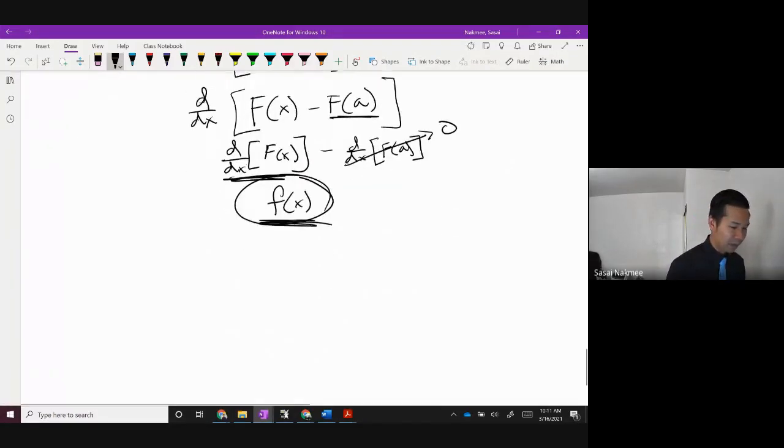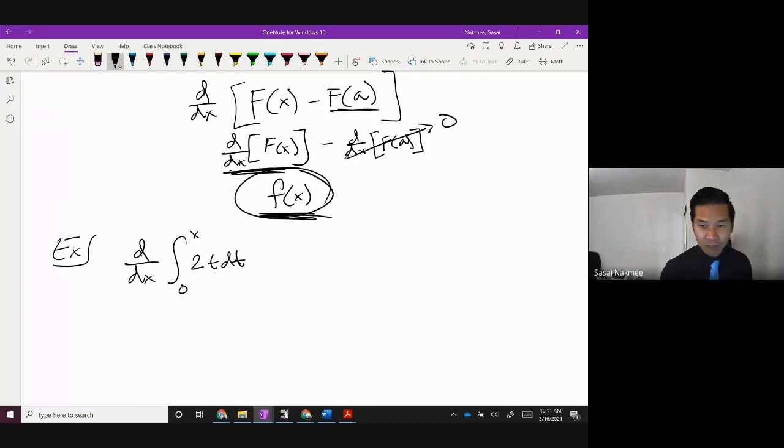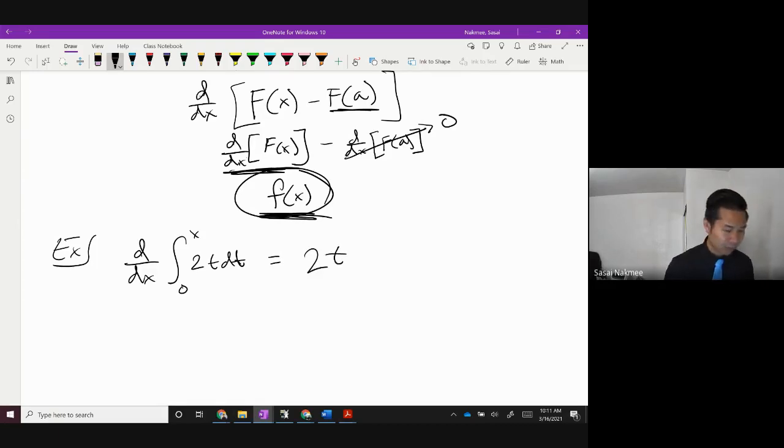So let me show you a problem here. If I was asked to find the derivative of the integral from 0 to x of 2t dt, you don't actually have to do this work. You don't have to go through the process of doing this integral, evaluating it from 0 to x, and then taking the derivative of it. The fundamental theorem of calculus basically states this is going to be equal to, you ready for this? 2x.